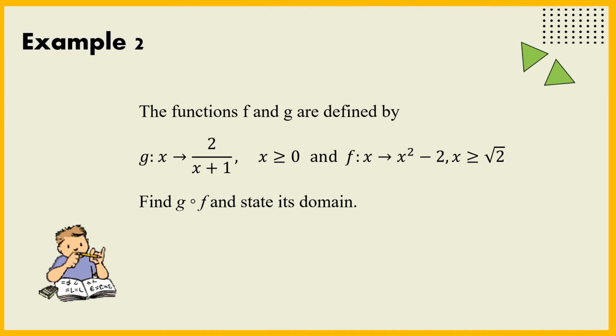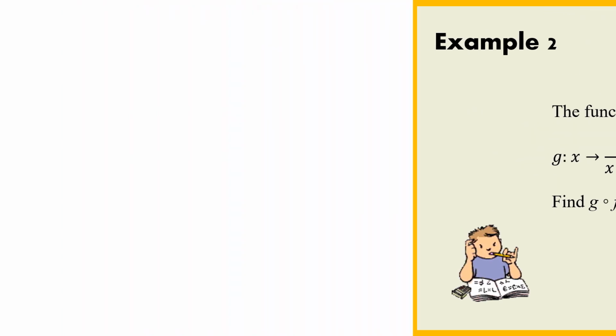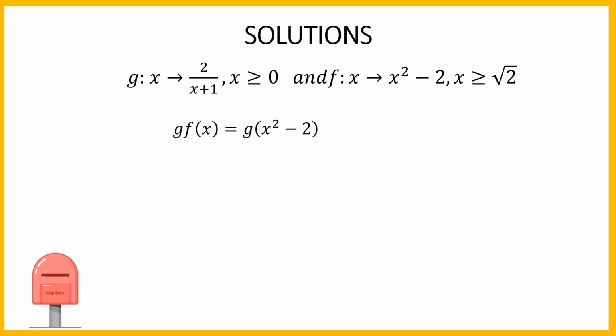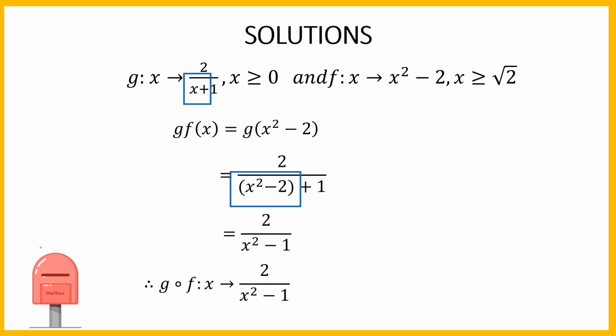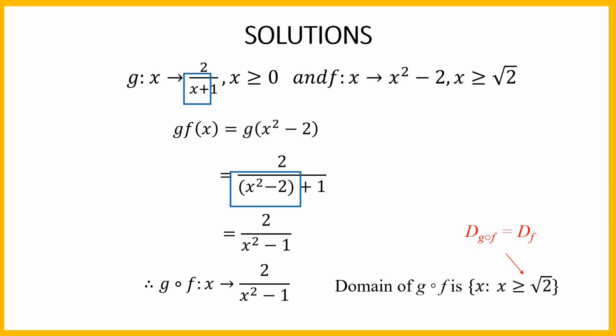Example 2. Finding the composite function g of f and state its domain. The composite function g(f(x)) means the output of function f, which is x squared minus 2, becomes the input of function g. Hence, the value of x in g takes the value x squared minus 2, and thus the composite function g of f is 2 over x squared minus 1. So what is the domain of gf? Since g of f exists, the domain of gf is the same as domain f, which is for all x greater than or equal to square root 2.